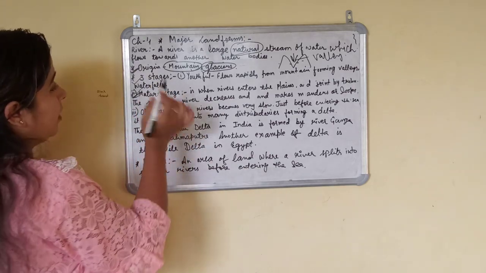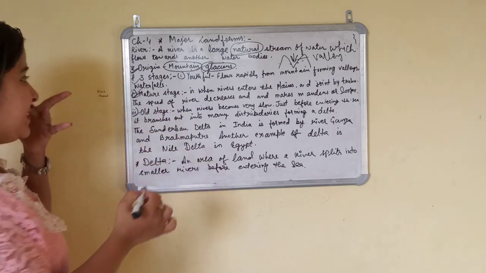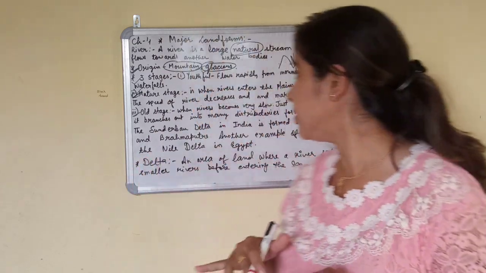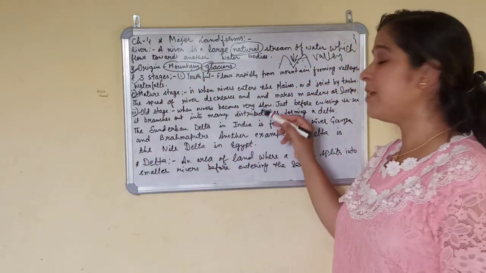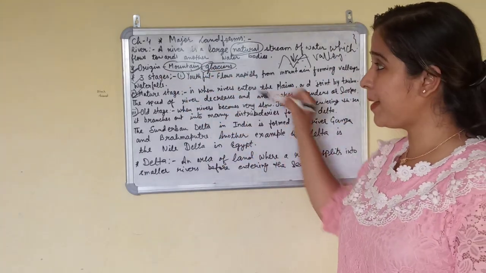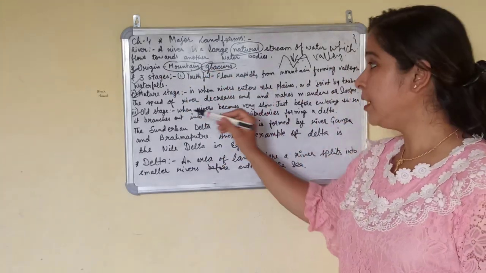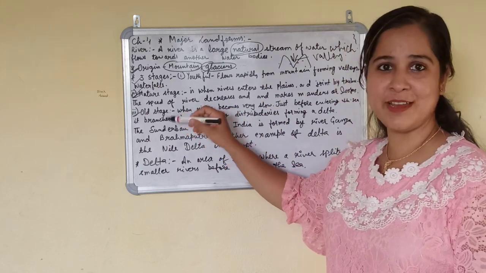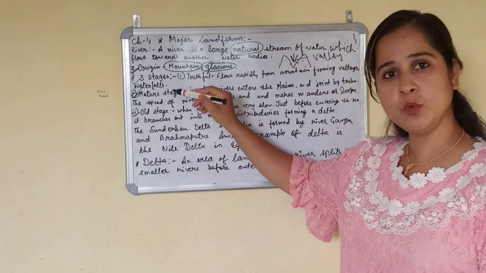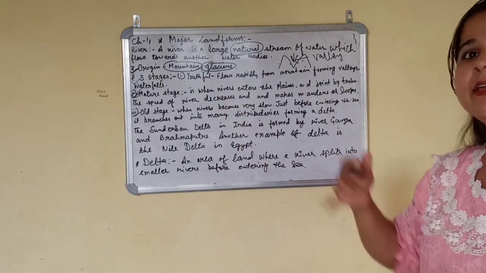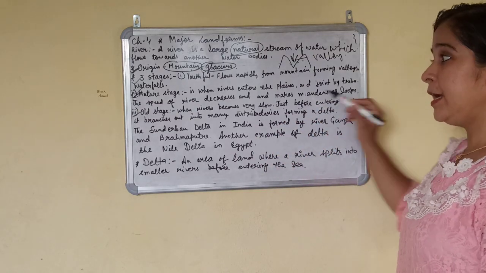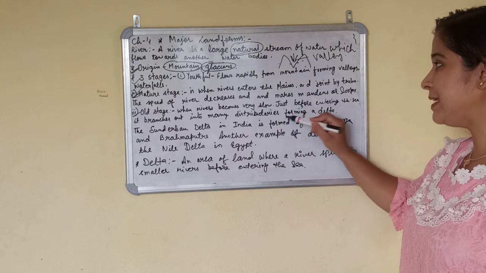Now the old stage. The old stage is the third and last stage of the river, when the river becomes old. The river becomes very slow compared to the first youthful stage and the second matured stage. In the old stage, the flow of water becomes slower than in the first two stages. So now we can call the river old. Just before entering the sea, it branches into many distributaries forming a delta.